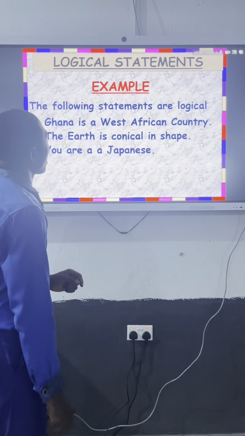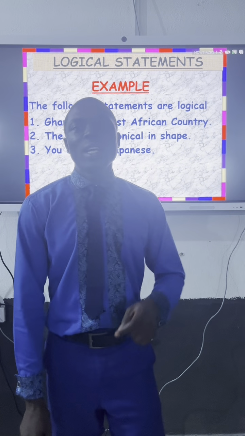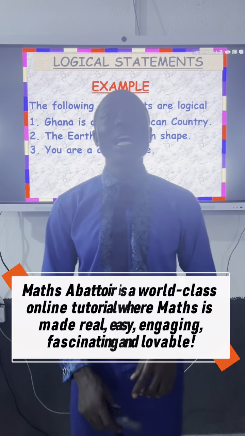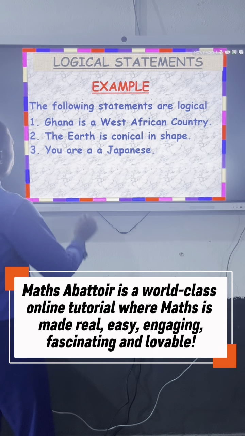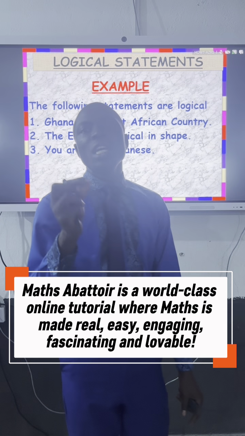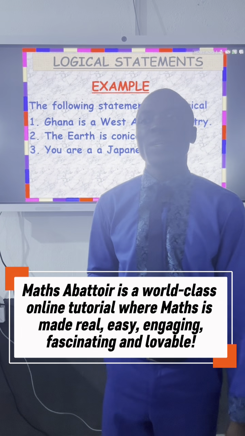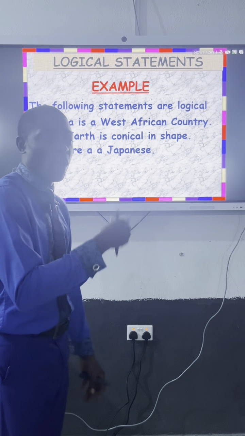Number one, Ghana is a West African country. Yes, that is a logical statement. That's because you can tell whether this statement is true or false. Of course, you know that Ghana is a West African country. That means we can allocate a truth value of T to it, meaning that statement is correct. You can say this is true or false.